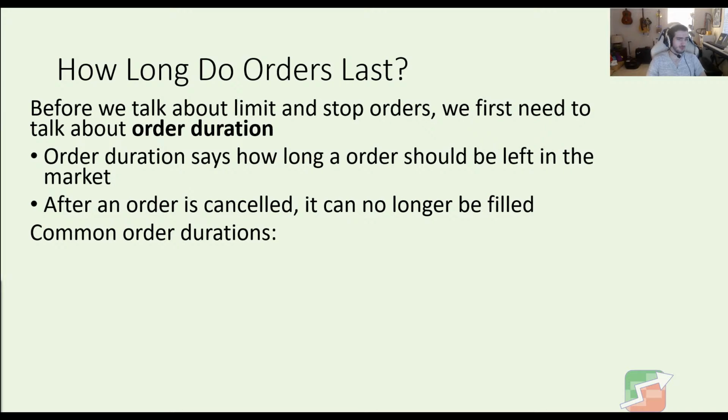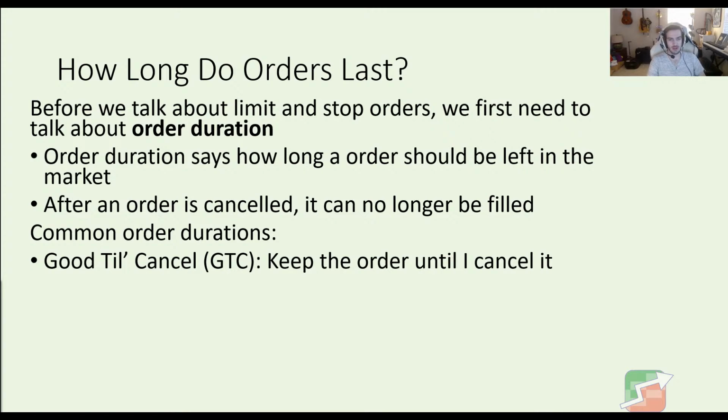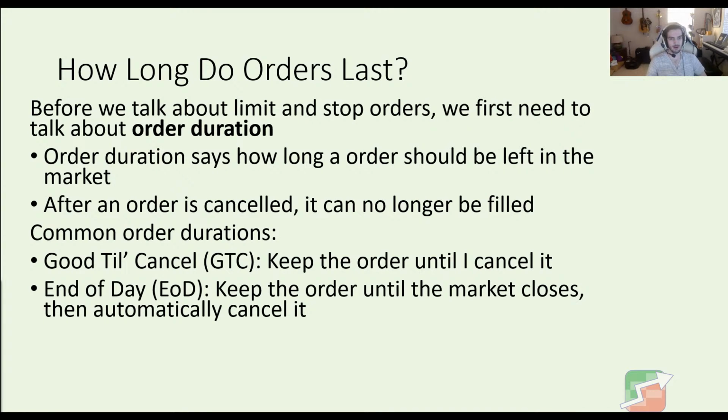Just to go through a couple of common order durations that you may see, the most common one is a GTC order, or good till cancel. In much easier terms, keep the order until I cancel it. That's all it is. It basically means, all right, put in an order for Tesla at $450, and just leave it there until I say otherwise. That's what GTC orders are. Then there is end of day, EOD. This is keep the order until 4 p.m. Eastern time when the market closes. Once the market closes, close my order too. I don't want it anymore.